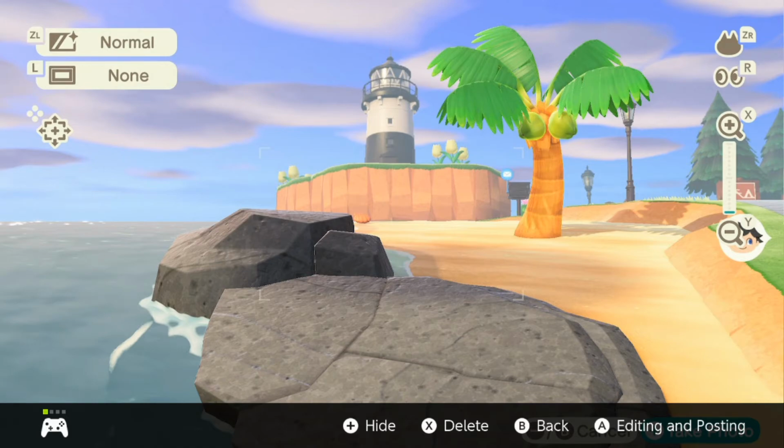All right. So there's just a couple of real quick photography tips for Animal Crossing New Horizons.